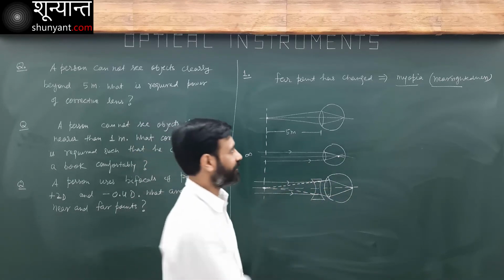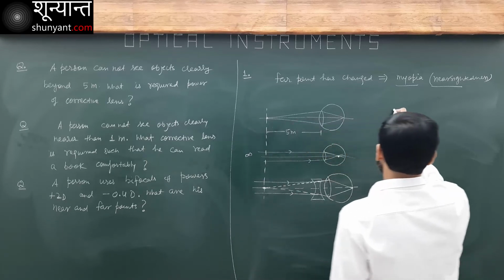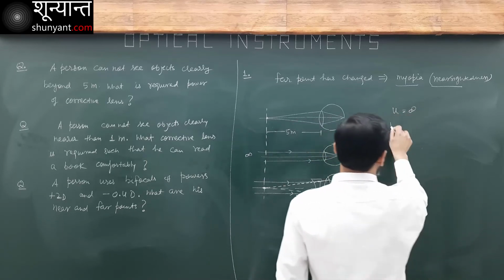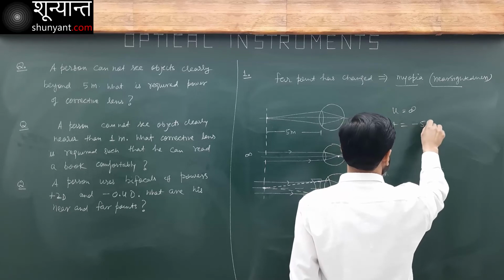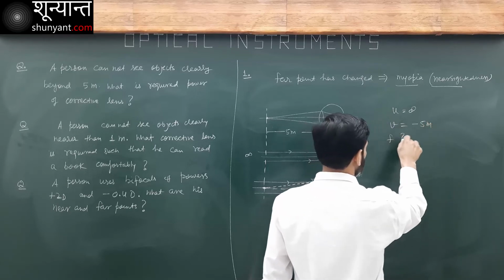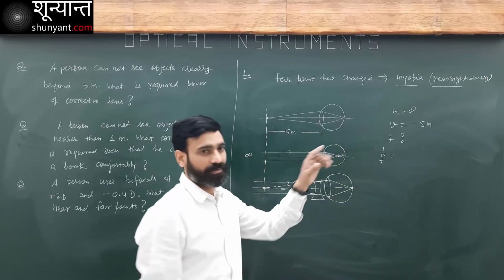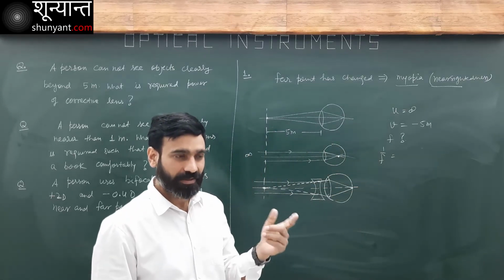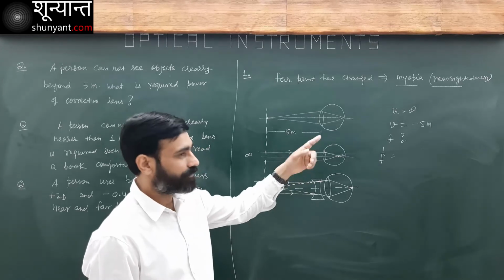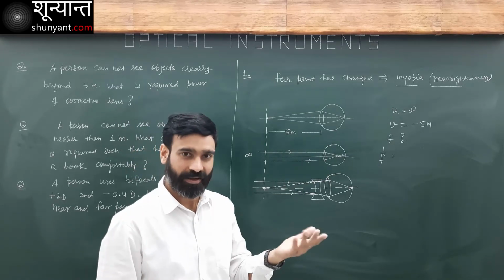Okay, so what do I need? I need this. Object is at infinity. I want my image at minus 5 meter. I want to find the focal length. So 1 over focal length. Object at infinity, image at 5 meter. What is the focal length? 5 meter.